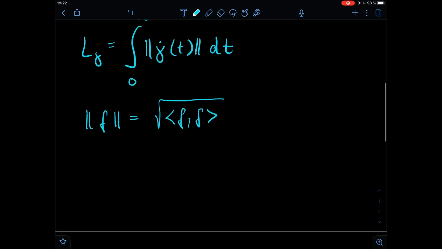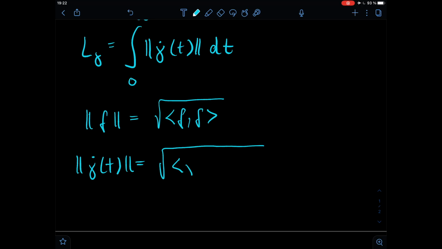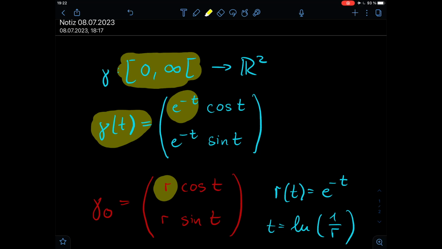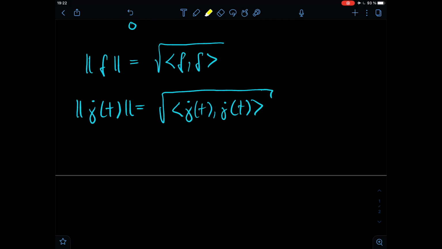So if we take a look at the norm of the derivative of gamma of t, then the whole thing will look like this. So we have the norm of the derivative of gamma of t, which is the square root of the scalar product of the derivative of gamma with itself. So seeing this, we know what we have to do. First, we need to calculate the derivative of our parametrization here. Then we need to calculate the scalar product with itself, and then we take the square root out of that. So let's do that. First, we tackle the derivative.